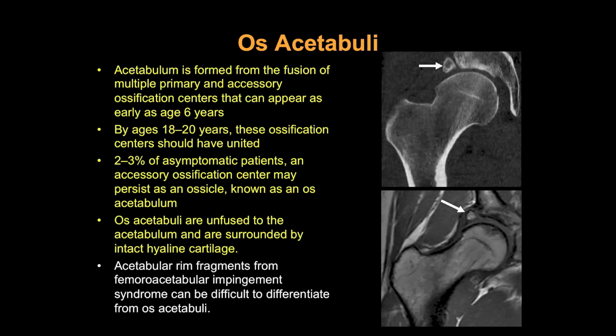In approximately 2 to 3% of asymptomatic patients, an accessory ossification center may persist as an ossicle known as the os acetabula. Os acetabula are unfused to the acetabulum and are usually surrounded by intact hyaline cartilage. Acetabular rim fragments from femoroacetabular impingement syndrome can be difficult to differentiate from os acetabula. So here are examples on a coronal CT and coronal T1 weighted MR of os acetabula.